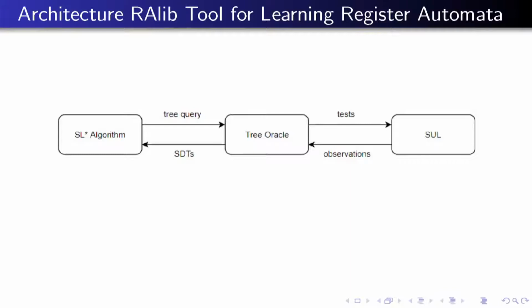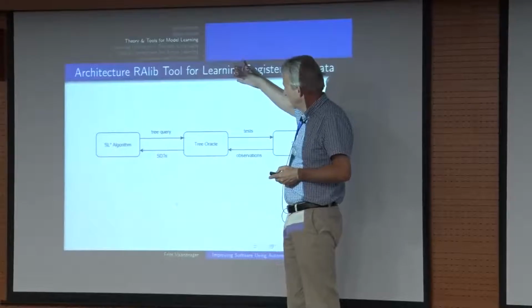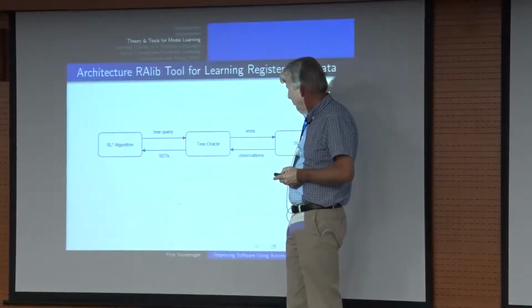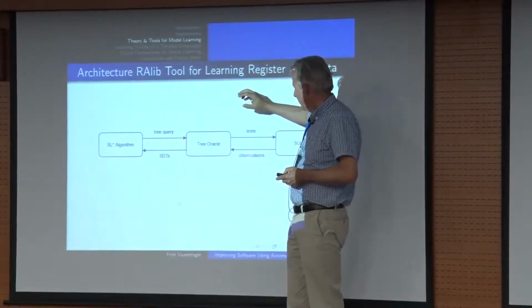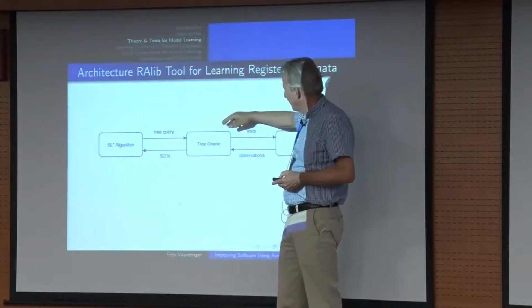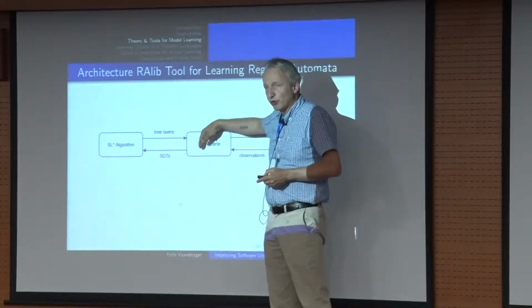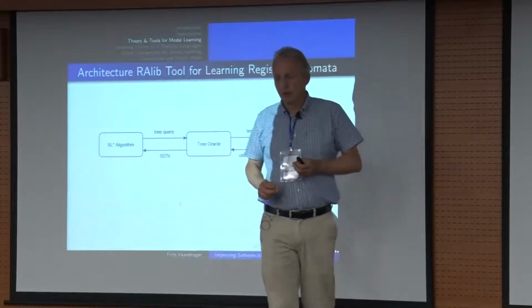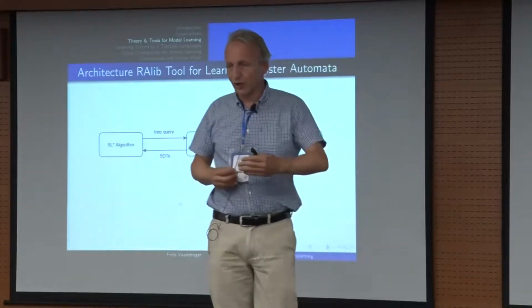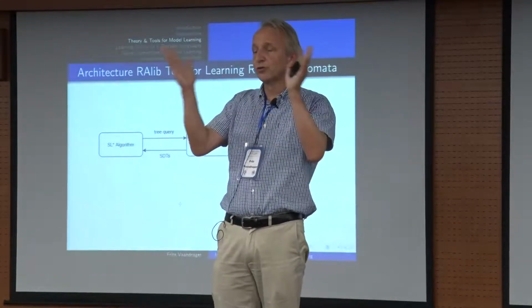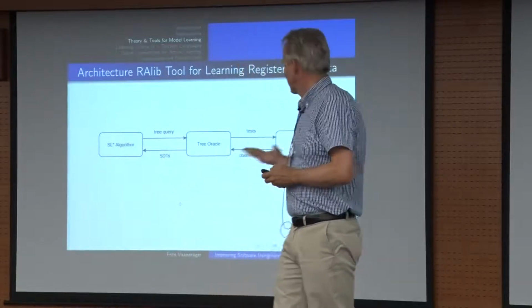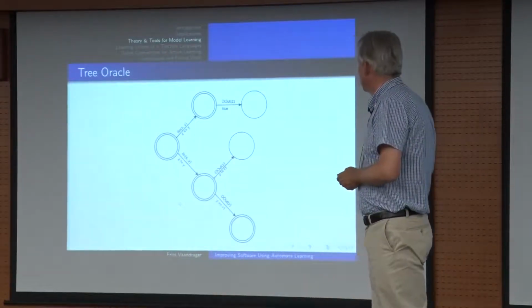So one student wrote a prototype where he used the RALib tool from Dortmund, but he replaced one component, the tree oracle. The tree oracle is the component which, given an abstract sequence of inputs, computes this decision tree. And that now can be done using tainting.